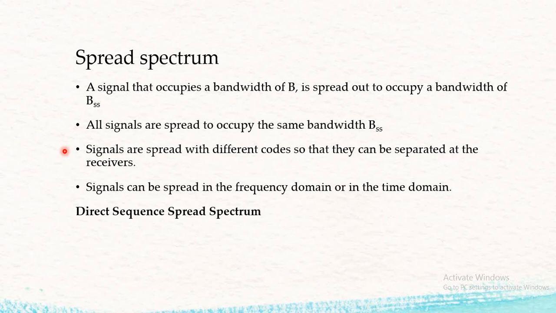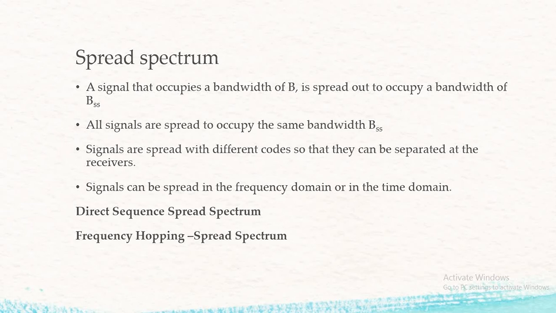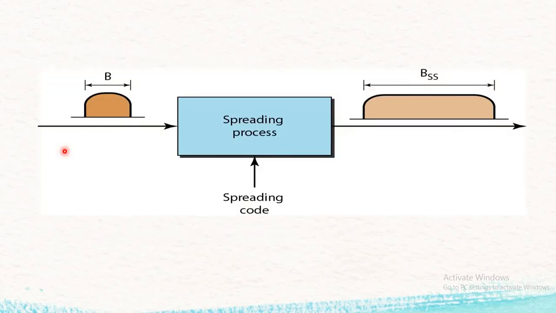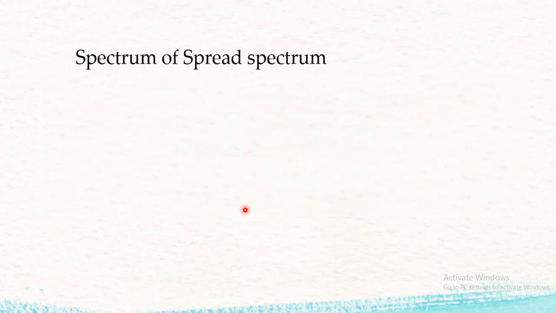There are two types of spread spectrum: DSSS, that is direct sequence spread spectrum, and frequency hopping spread spectrum. So this is a diagram of a spread spectrum. Here, this is my actual input signal with a bandwidth of B, and it is applied to the spreading process. Because of the spreading process, we are converting the bandwidth B to the bandwidth Bss. So there is a spreading of the bandwidth by a code, therefore it is called spread spectrum technique.